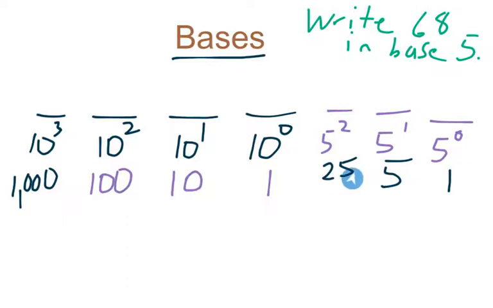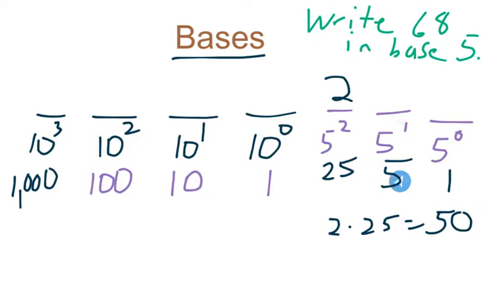So ask yourself, how many 25s go into 68? Well, two 25s would give us 50, 3 would give us 75, so 3 is too much. It would have to be 2. So I'm going to put a 2 there, and I'm going to write the workout. 2 times 25 gives me 50. Now I still need 18 more to get to 68.